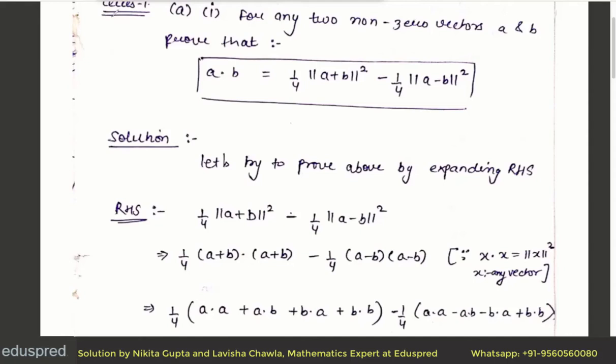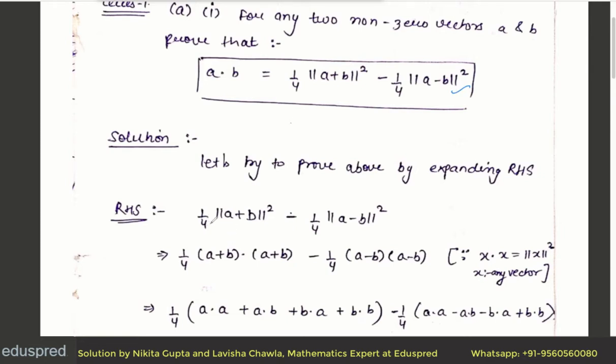In this video, we will be solving this question which says for any two non-zero vectors A and B, we have to prove that the dot product of A and B is equal to 1 divided by 4 square of norm of A plus B minus 1 divided by 4 square of norm of A minus B. So let's begin. We will try to prove this equality by expanding RHS.